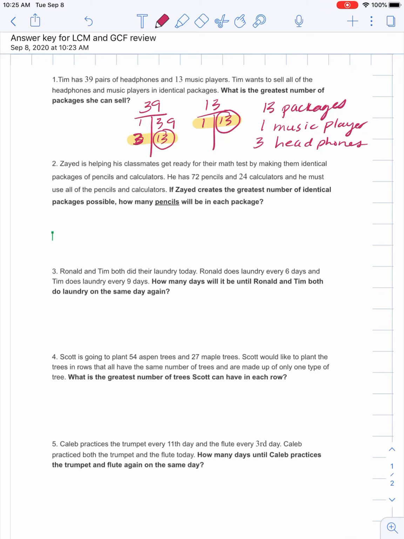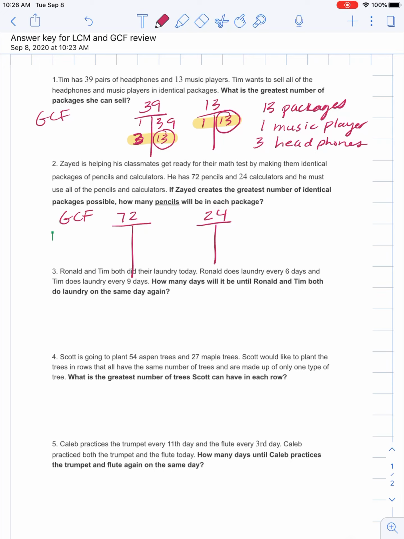Zaid is helping his classmates get ready for their math test by making them identical packages of pencils and calculators. So again, we're making identical packages. We're going to use greatest common factor. So he's got 72 pencils and 24 calculators. So he must use all the pencils and calculators. If he creates the greatest number of packages possible, how many pencils will be in each?